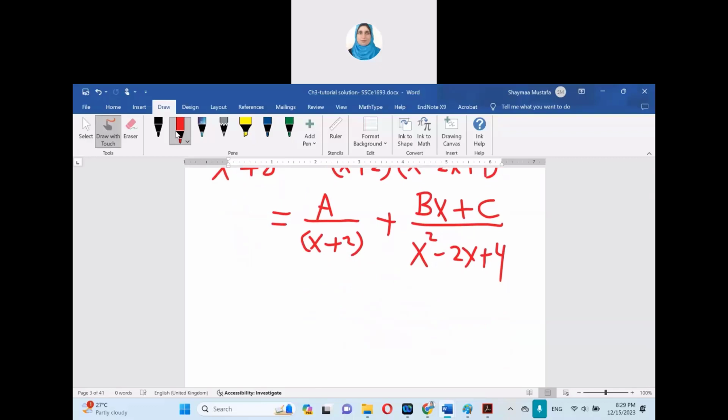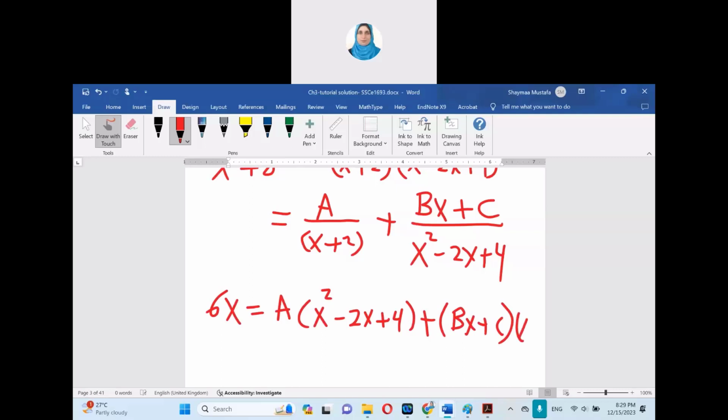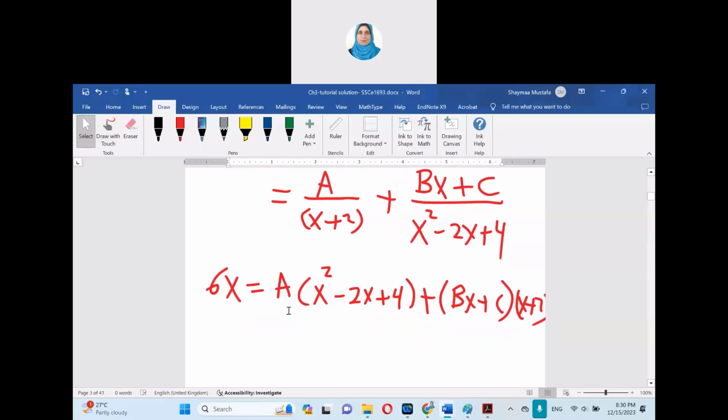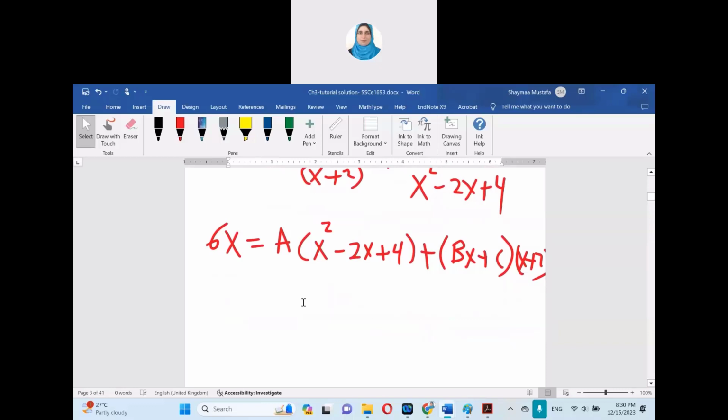So 6x should be equal to a times x squared minus 2x plus 4, plus bx plus c times x plus 2. Now you need to substitute values of x. Try to find the values, substitute values for x and try to find a and b.